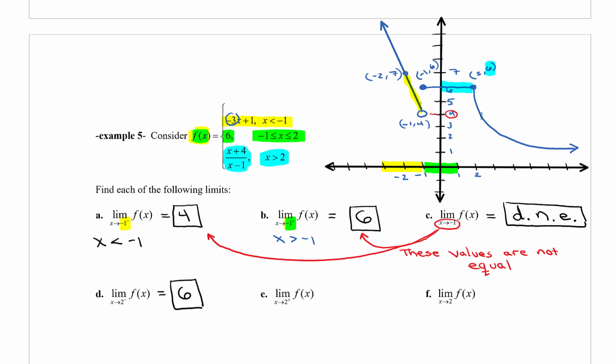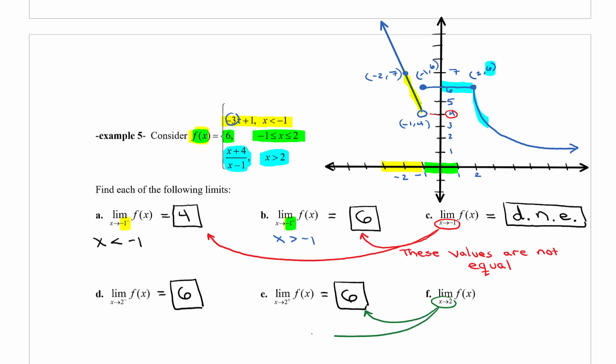Now I'm going to highlight coming in from the right-hand side towards x equal to 2 on the function. And as we come in, we see we're also approaching 6 for the y value. So I'm going to write that the limit as x approaches 2 from the right-hand side of f of x is equal to 6.